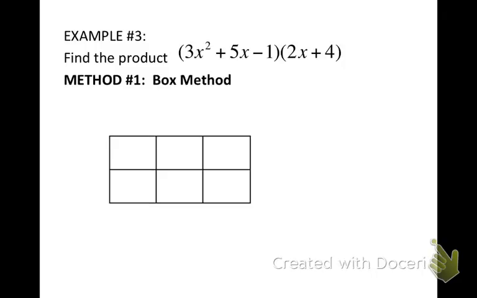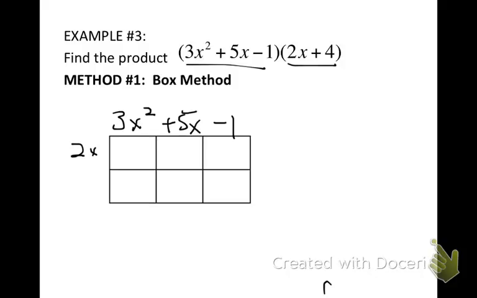Now our next example, we have a trinomial times a binomial. You can use the box method. Notice our box is now a 3 by 2. And so whatever the first expression is, that's how many columns you have. And then the second expression, those are your rows. So you're going to write those terms above in a similar way to the 2 by 2 box. So we'll have 3x squared plus 5x minus 1. And then along the side, we'll have 2x plus 4.